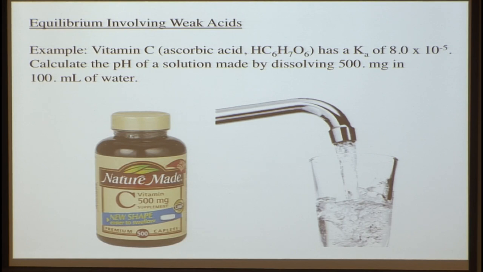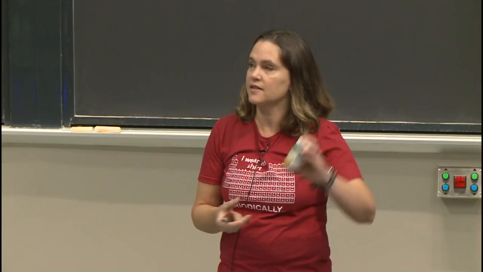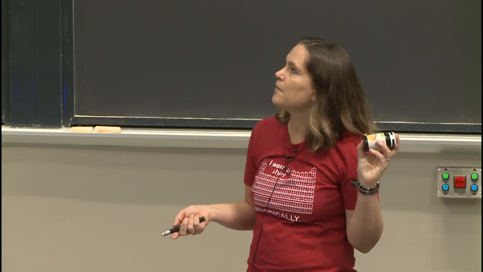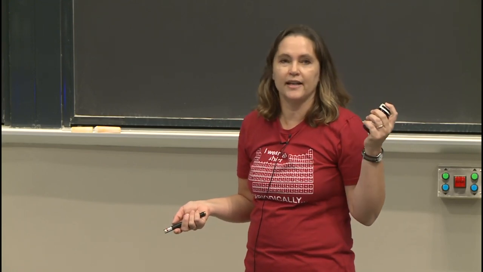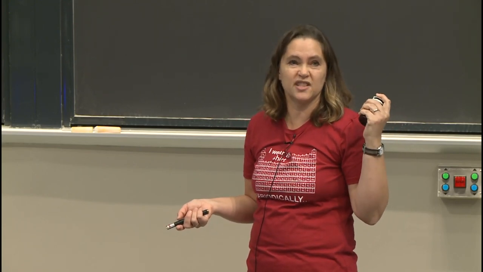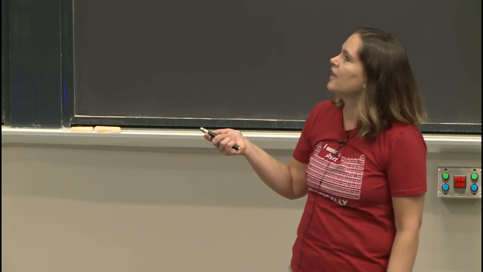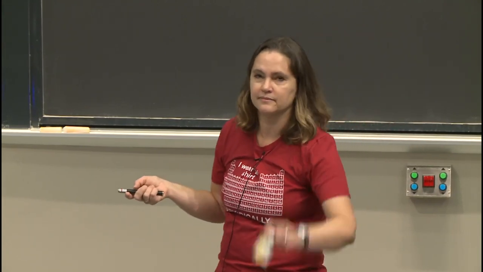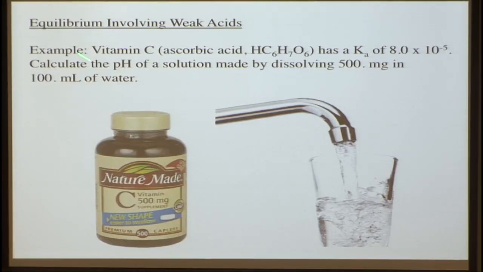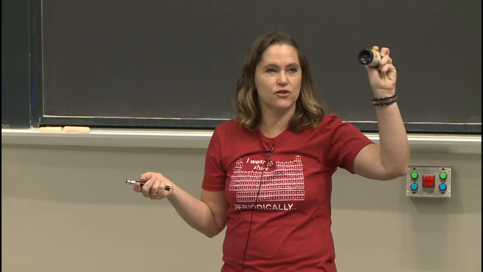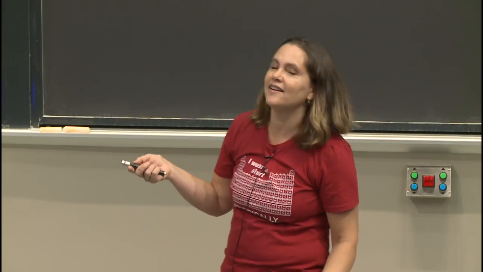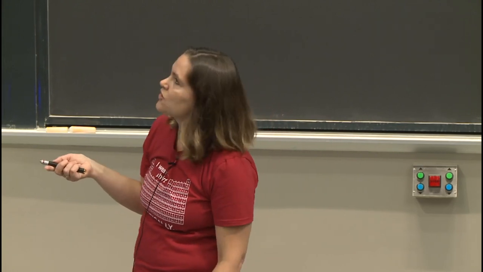So a weak acid is vitamin C, and I brought some vitamin C here. I tried to do a demo once and discovered that vitamin C is really coated well, so it does not dissolve until it hits the acid of your stomach, so I could not dissolve it. So I'll just hold this up right here. But if we had a 500 milligram tablet, which I think is what this is, and if I had 100 mils of water, and if this wasn't coated, so there's no way you can dissolve it, then I could calculate the pH. So how am I going to do this?